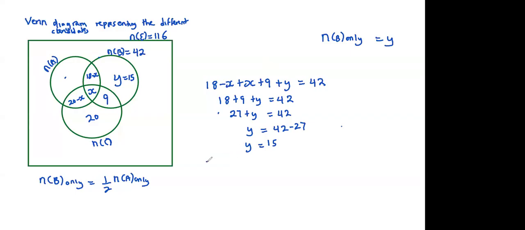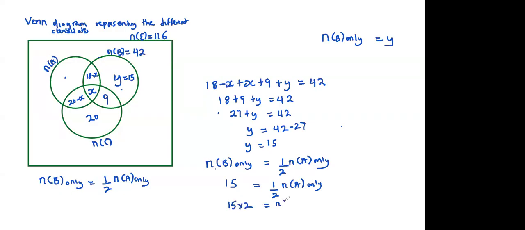So we are going to say that N of B only, we have obtained it as a half of N of A only. Now, B is the Y here. So Y we have obtained 15 is equal to a half of N of A only. Now, we want A only, so I remove the half by cross multiplying. So here I'll have 15 times 2 equals N of A only. So 15 times 2, I'll end up with 30. So I'll have 30 equals N of A only. So here, I'll have my 30.